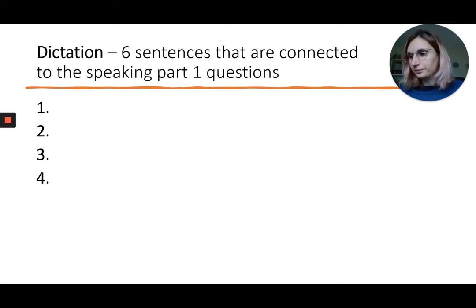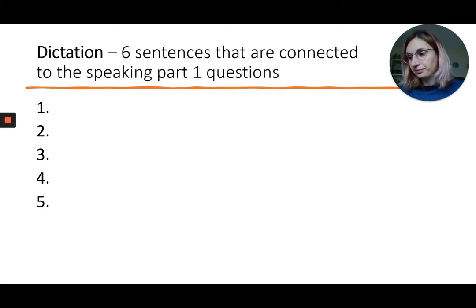Sentence 4. My room's small, but it's very comfortable.